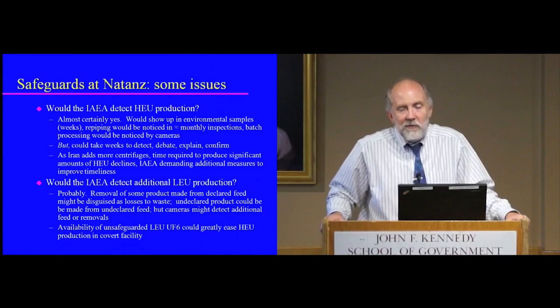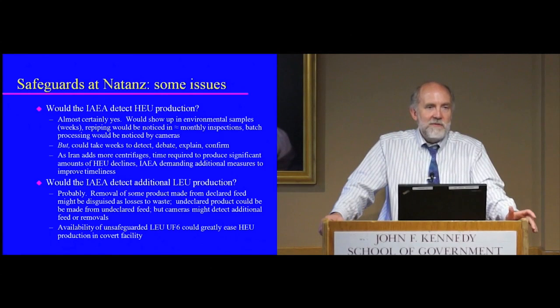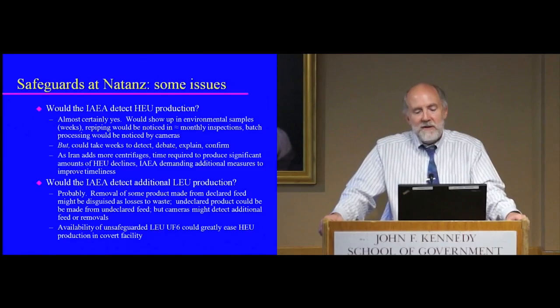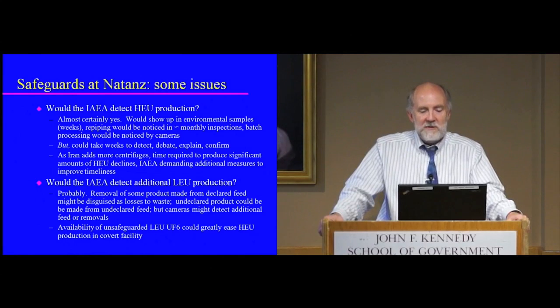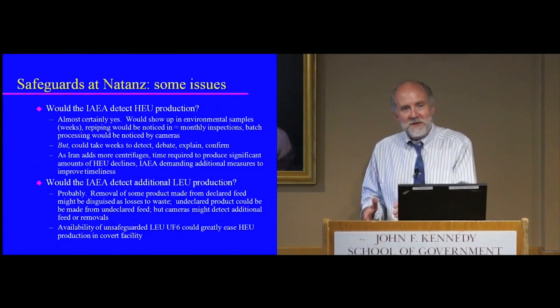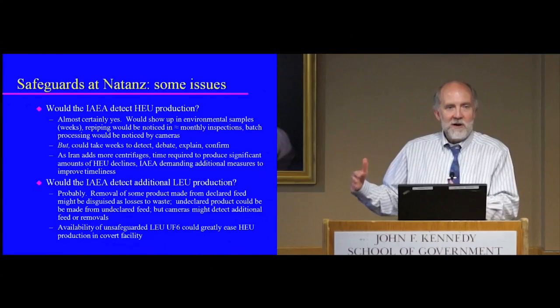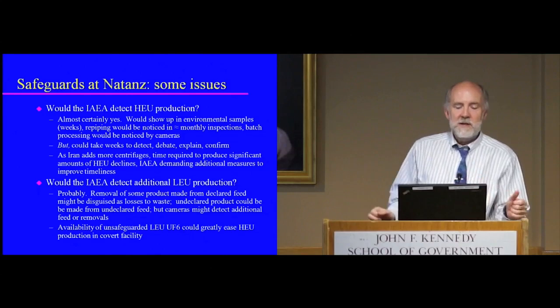All right, so obvious questions. Would the IAEA detect it if Iran tried to produce highly enriched uranium at Natanz? I'd say almost certainly yes. On the other hand, it could take weeks to detect, debate it in the IAEA. Iran would attempt to explain it, confirm it, etc. And as Iran adds more and more centrifuges, the time required for them to make enough material for a bomb may slip below the time likely to be required for the IAEA to detect it.